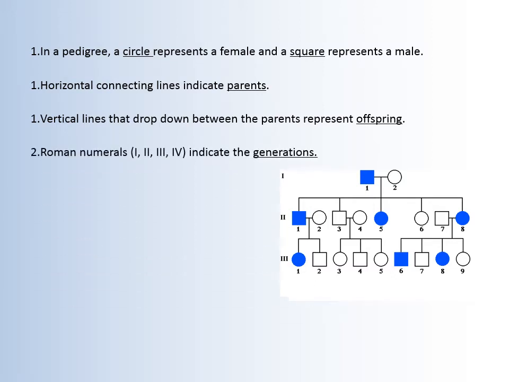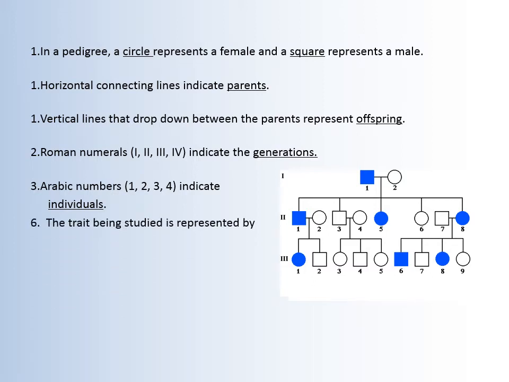Roman numerals indicate the generation. Arabic numbers, like 1, 2, 3, 4, will indicate the individuals. So individual 1, that is in generation 2, is a male. The trait that's being studied, or the person that has the trait, would be shaded. So in this case, in the first generation, the male has the trait. In the second generation, there are 2 females with the trait and 1 male. And then in the third generation, there are 2 females and 1 male that have it.